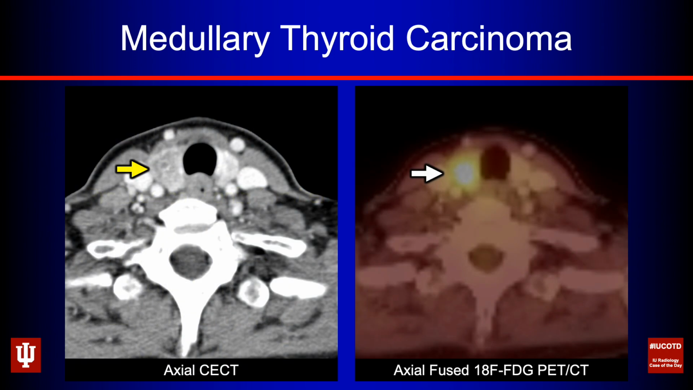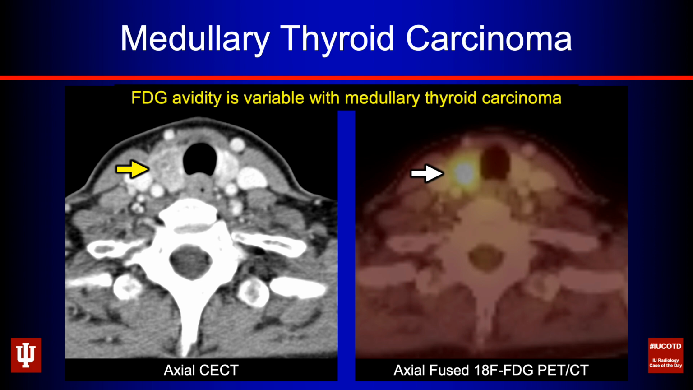So here's a patient with a medullary thyroid carcinoma, sort of a heterogeneous nodule on the right. You can see the image on the right is our fused axial PET CT image. You can see that this one was FDG avid. Just keep in mind that the degree of FDG avidity can be quite variable with medullary thyroid carcinoma.